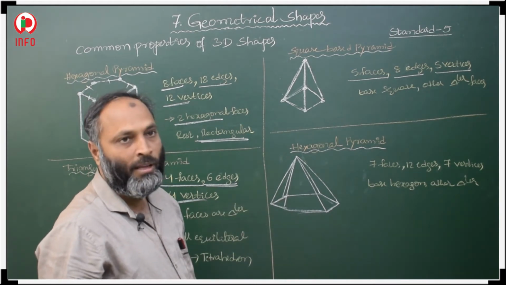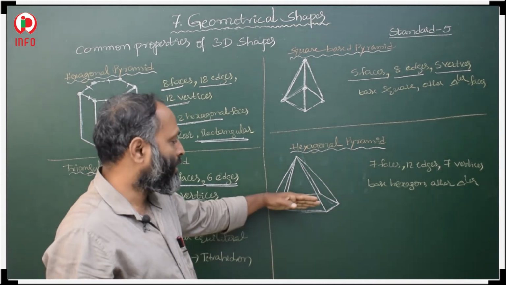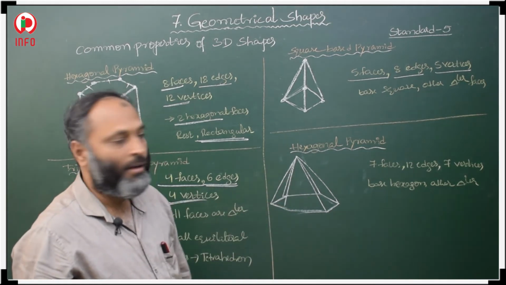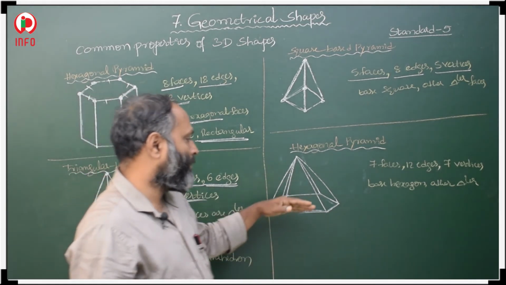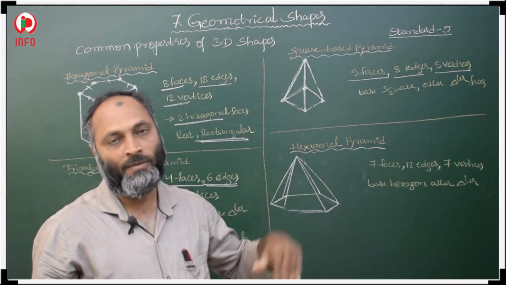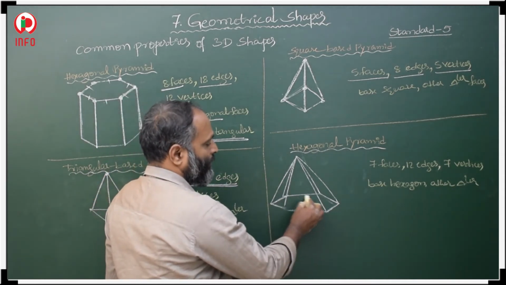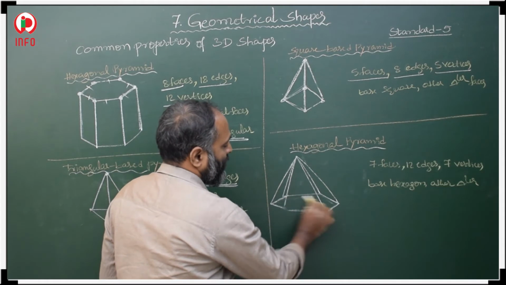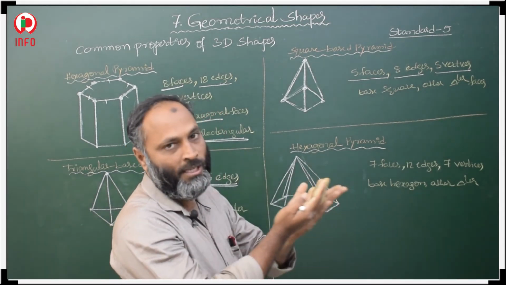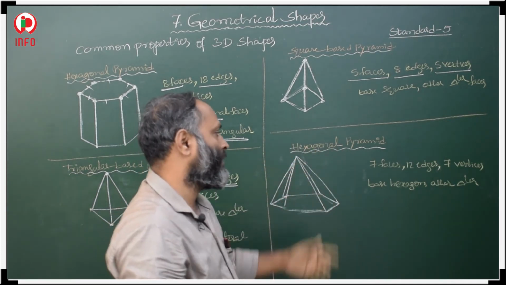Hexagonal pyramid. In the hexagonal pyramid, the bottom is a hexagon, 6 sides. Here bottom is one face and surrounding we have 6 faces. 6 plus 1, total how many faces? 7 faces. Here the complete bottom is one face, and 6 triangles will come surrounding. So 6 plus 1, 7 faces.